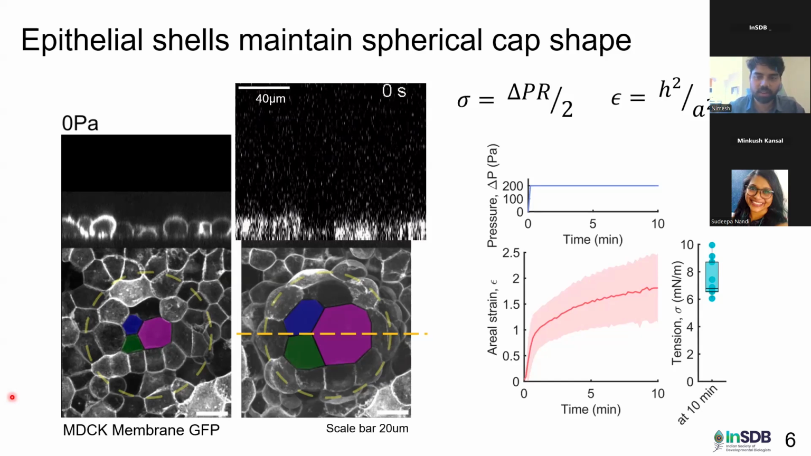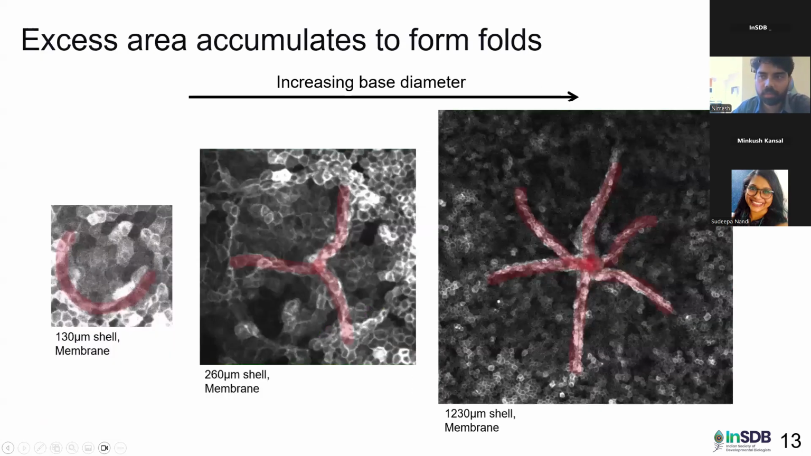Another quick question I wanted to ask: when you alter the footprint, the density of cells in every case is the same, right? So your footprint alters the number of cells that are participating in this dome. Yes, you're right.